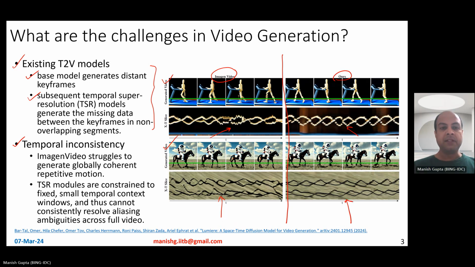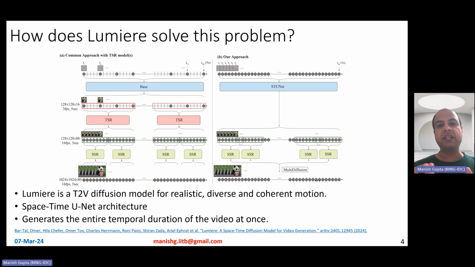These temporal super resolution modules are constrained to fixed and small temporal context windows, and therefore they cannot lead to appropriate, consistent generation of these missing frames. Just to repeat and compare the two kinds of approaches, these are the traditional approaches that have been used for typical text to video generation. You have various timestamps, and you use some sort of base model to generate images which are keyframes a very large distance apart.